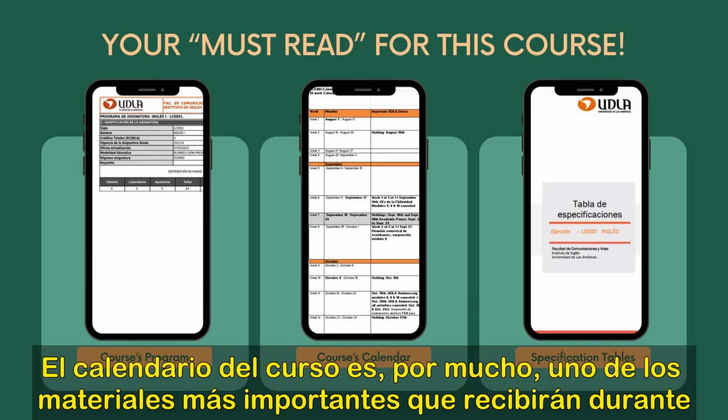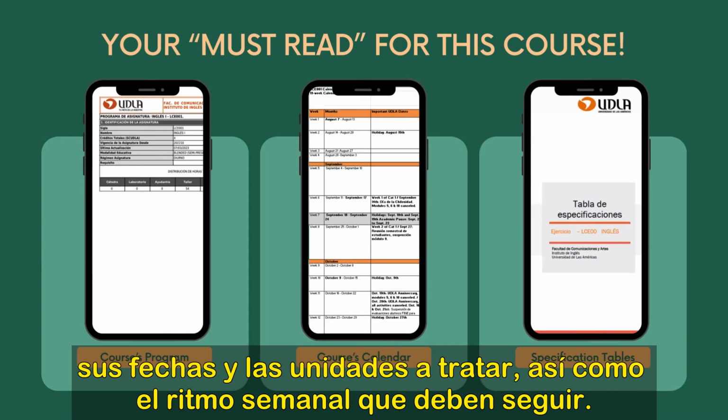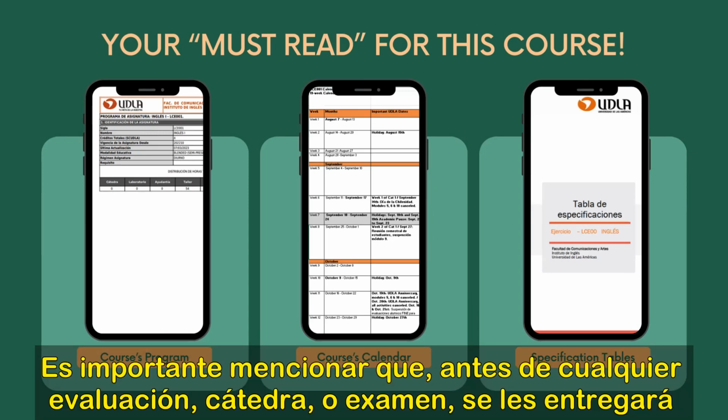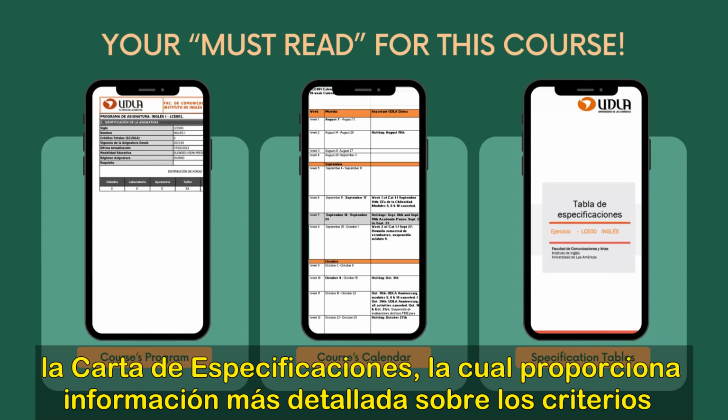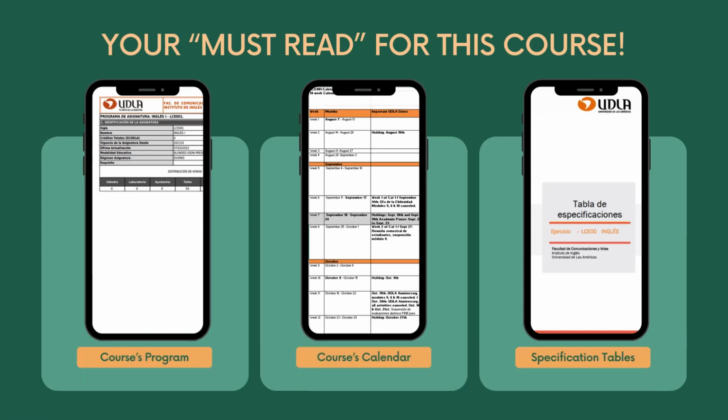The course's calendar is by far one of the most important materials that you will receive during the week 1 because it contains a brief description of the test for this level, their dates, and the units to be covered, as well as the weekly pacing you should follow. It is important to mention that before any tests or cathedra, you will be given the specifications table, which provides more in-depth information regarding the assessment criteria, learning outcomes, scores, and units to be assessed.